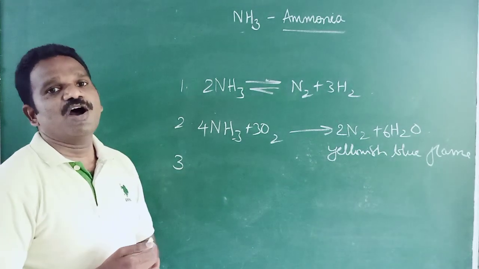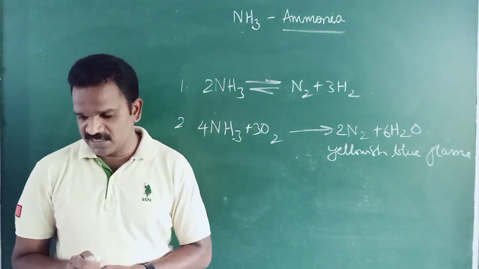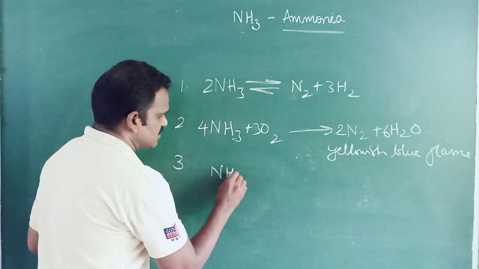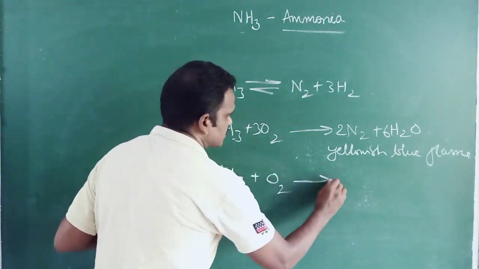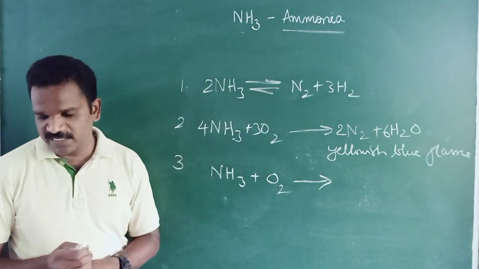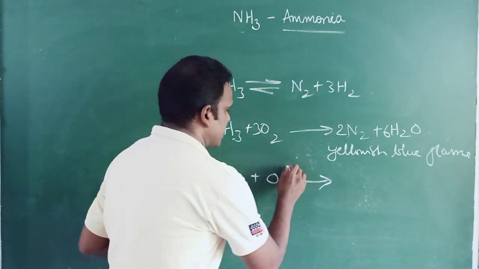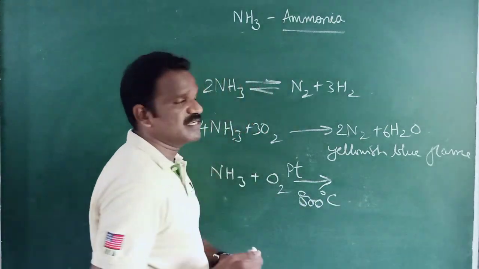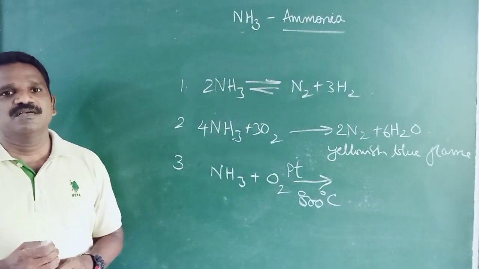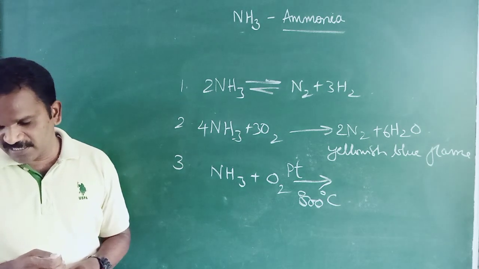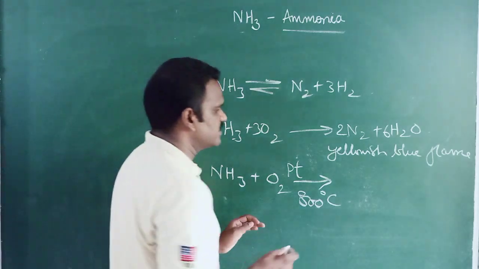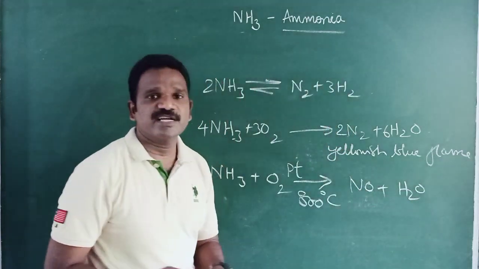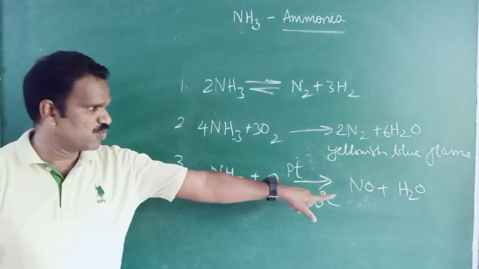The third one is how oxidation can be explained with ammonia. So ammonia, NH3 plus O2, when it is oxidized under the condition of a platinum catalyst and a temperature of 800 degrees centigrade, we will get nitric oxide and water. Nitric oxide, NO.